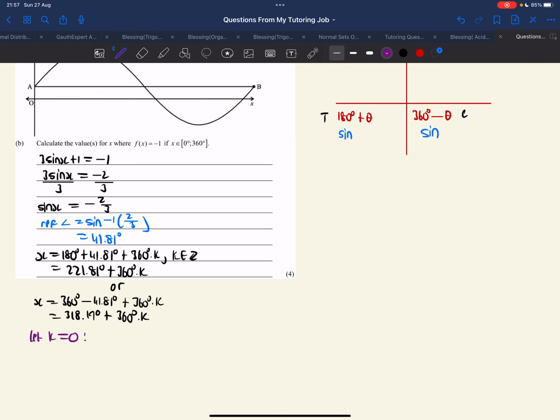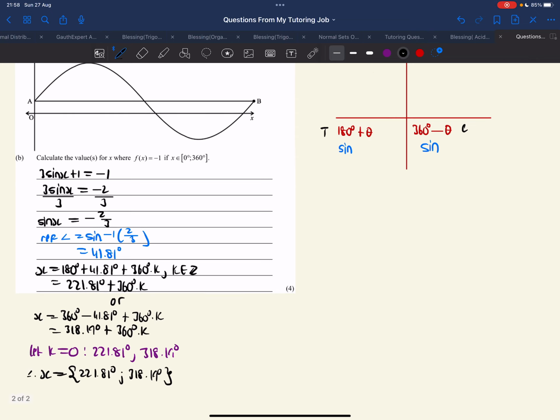And if you let k equal 0, we get 221.81 degrees and 318.19 degrees. So our answer is therefore x equals 221.81 degrees, 318.19 degrees. And this should be the answer that you should get.